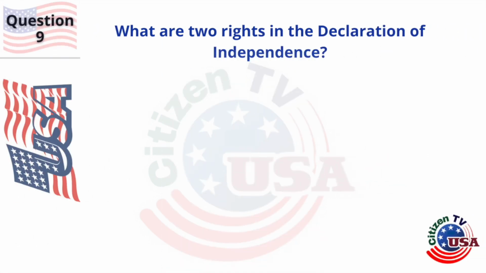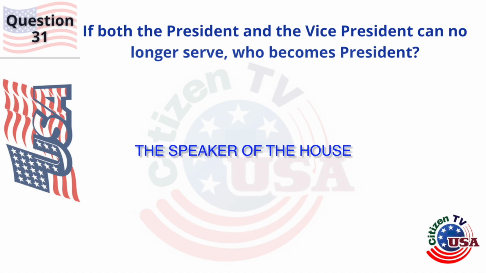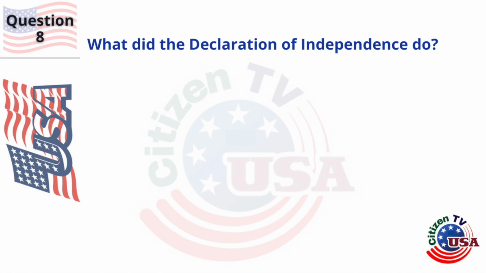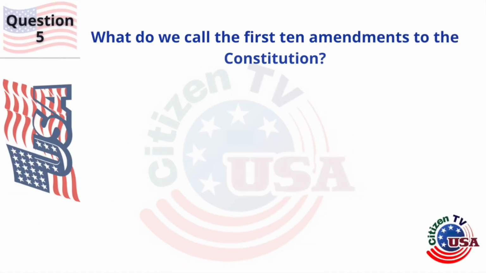What are two rights in the Declaration of Independence? Life, liberty. If both the President and the Vice President can no longer serve, who becomes President? The Speaker of the House. What did the Declaration of Independence do? Announced our independence. What do we call the first 10 amendments to the Constitution? The Bill of Rights.